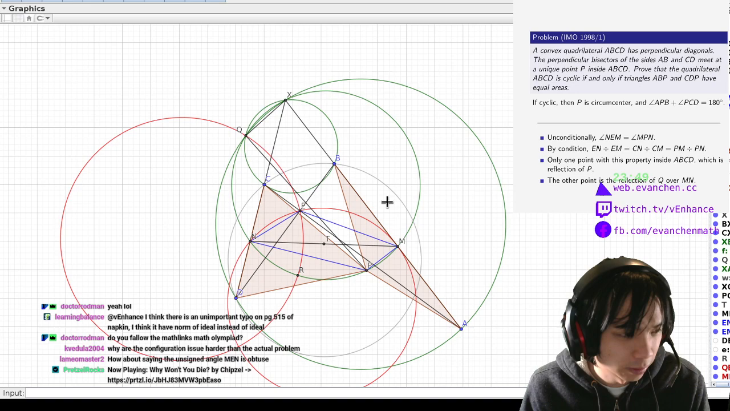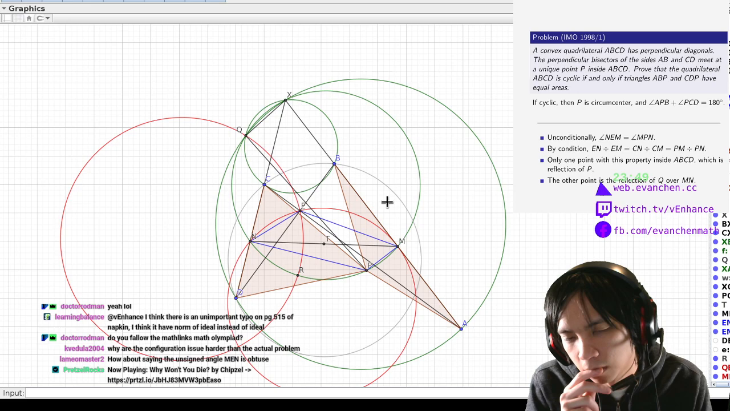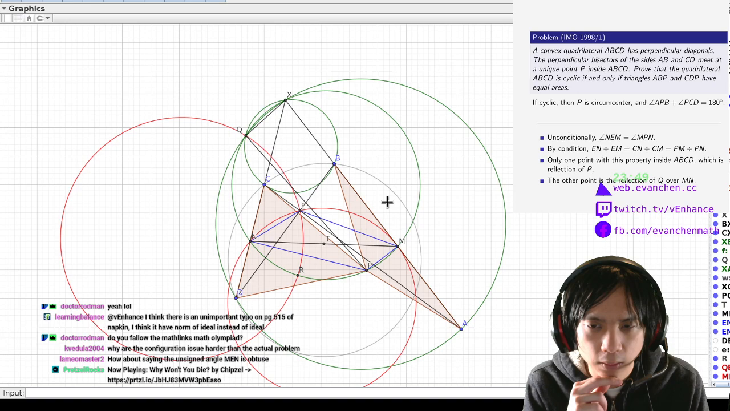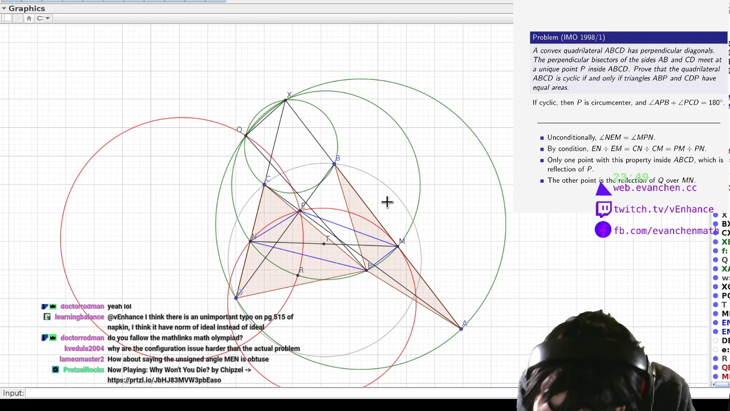unsigned angle MEN is obtuse. Does that disambiguate it? I guess that seems like it should work too. It feels like almost anything should work, but I also don't trust myself to get these arguments right.